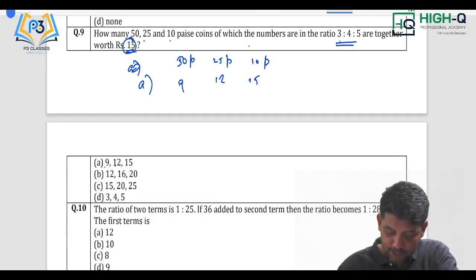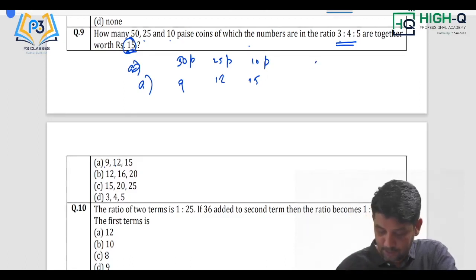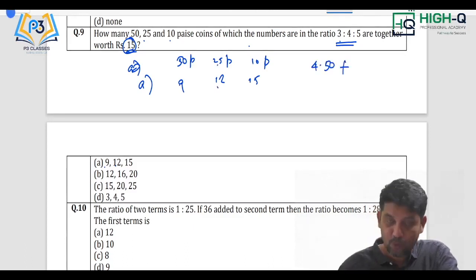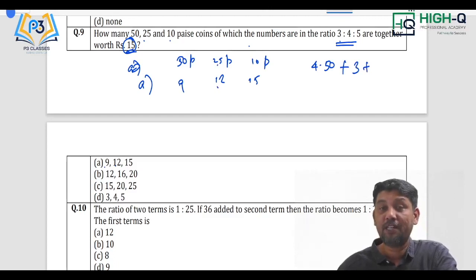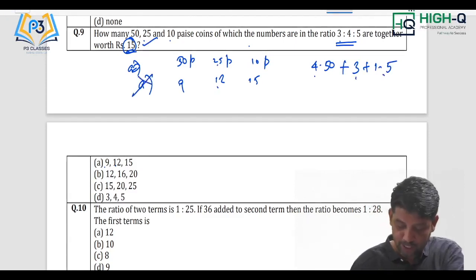Let me check. 9 coins are 9 50 paise coins, total 4 rupees 50 paise. Do you agree? Plus 12 25 paise coins, that means 3 rupees. Do you agree? 15 10 paise coins, that means what? 1.5. So add everything: 6 plus 3 is 9, but actual amount is 15. So option A cannot be my answer.